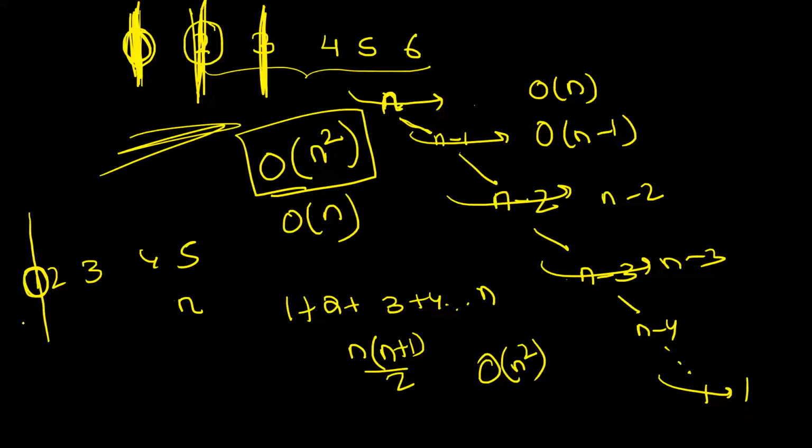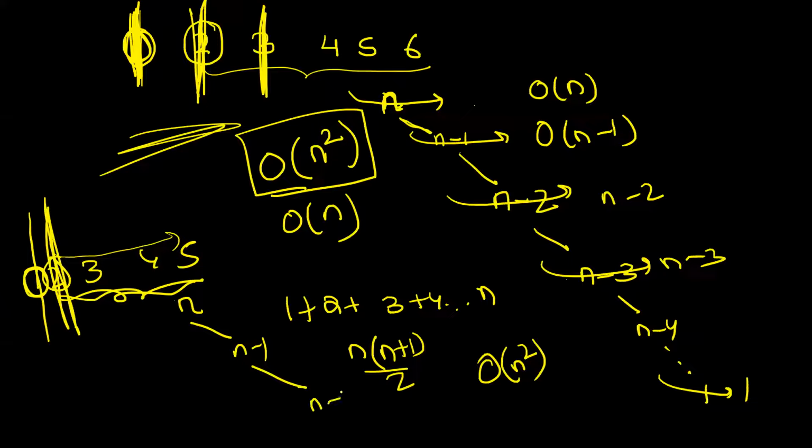Is there a left part? No. Is there a right part? Yes. So I will call quicksort on an array of size n minus 1. Again, you call the partitioning function. It will take n minus 1 time and the partitioning will happen here only. Again, you call quicksort on an array of size n minus 2. Then again, the partitioning will happen here. Then you call quicksort on an array of size n minus 3.